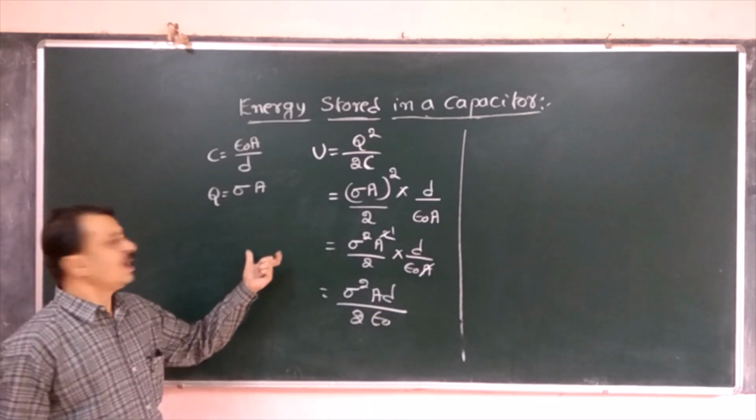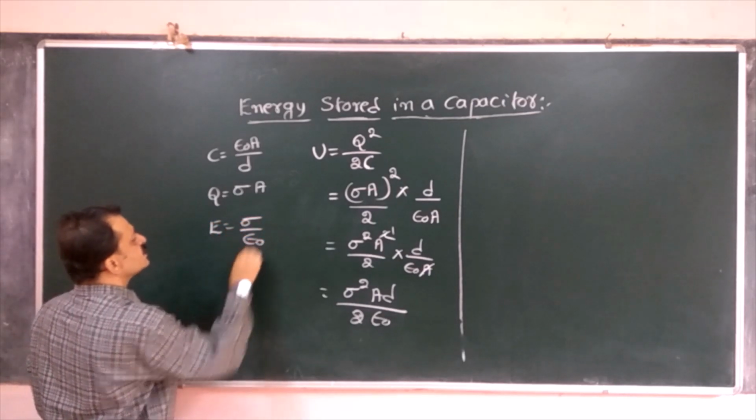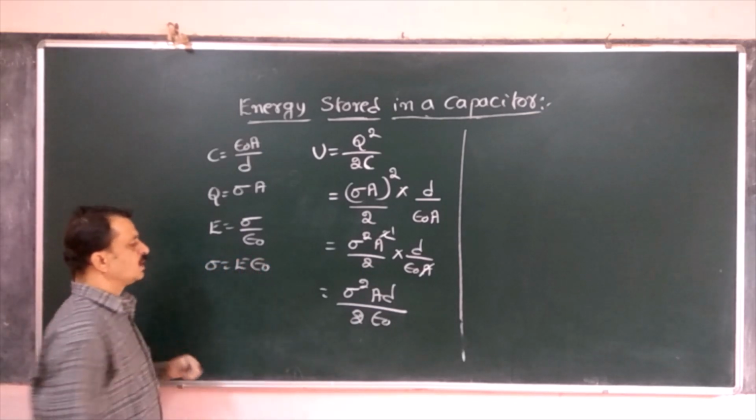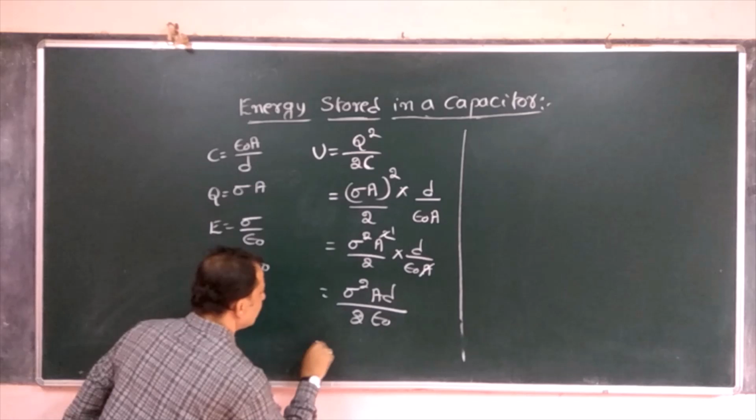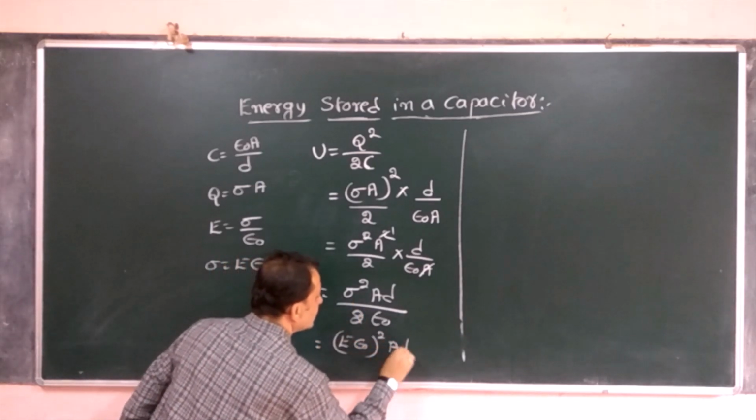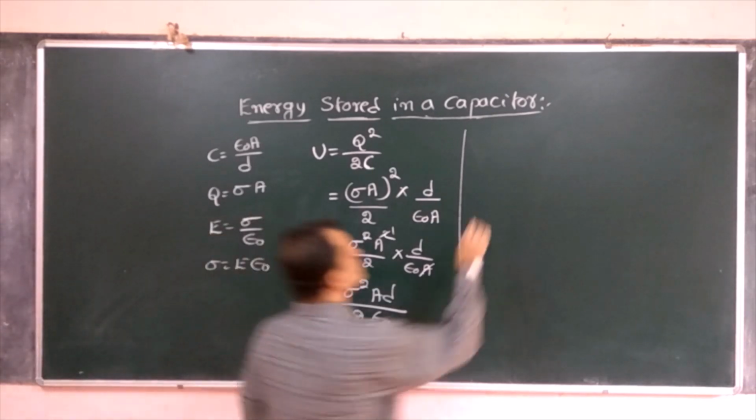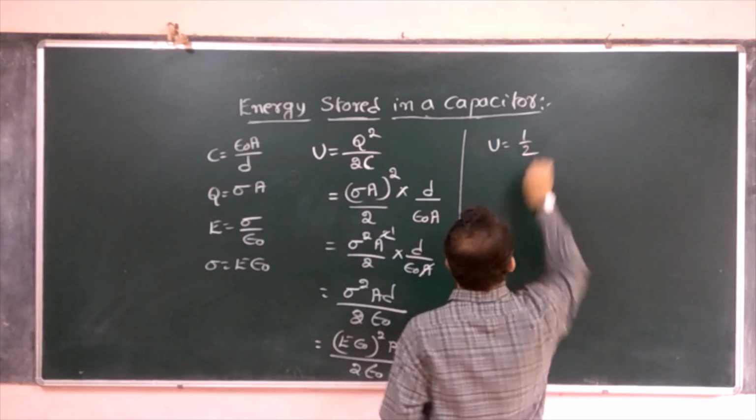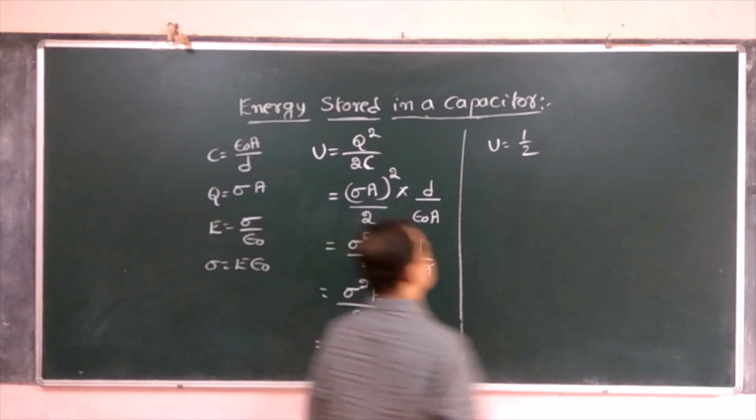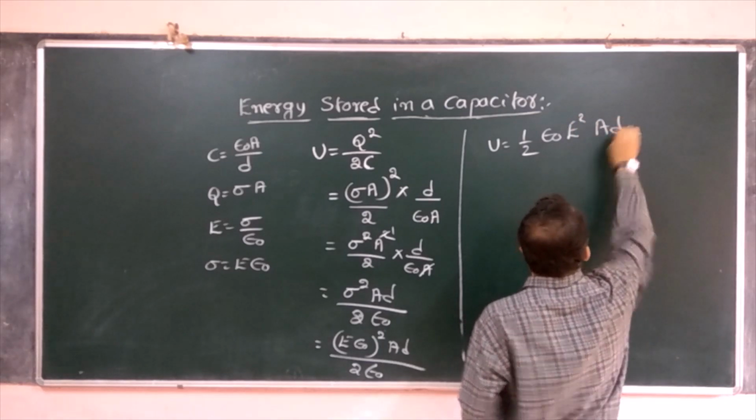In the case of a parallel plate capacitor, the electric field between the two plates is given by E equal to sigma by epsilon naught, or sigma is equal to E into epsilon naught. Substituting this, I will get E into epsilon naught whole square A D divided by 2 into epsilon naught. Now rearranging the terms, U is equal to half into epsilon naught square divided by epsilon naught, one epsilon naught cancels. So it is half epsilon naught into E square into A into D.